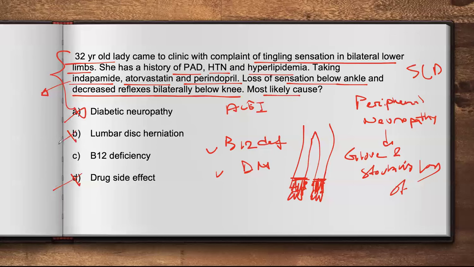Lumbar disc herniation. What's the most important symptom in a patient who has a disc herniation? The number one complaint is pain. They will come to you with back pain first. They will not come to you with loss of sensation, right? This patient doesn't have back pain, so even without back pain, thinking of sciatica is really less likely. Okay. So this patient has B12 deficiency causing all these peripheral neuropathy symptoms. Make sense?